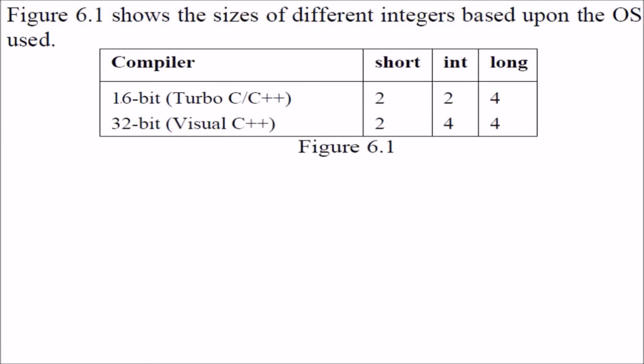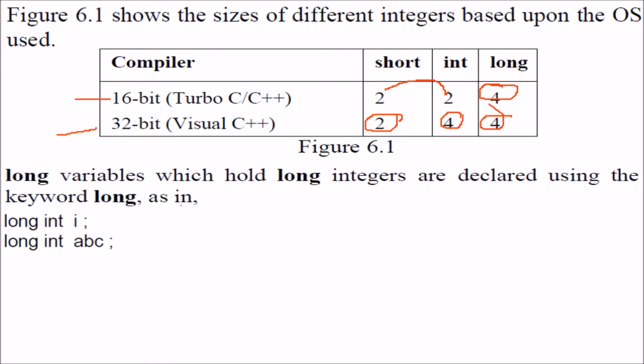So this is the summarization. If you are dealing with 16-bit compiler, the short will be 2 byte, integer will be 2 byte, but the long will be 4 byte. If you are dealing with 32-bit compiler, short will be 2 byte, integer will be 4 byte, and long will be 4 byte. So how to declare them? Just put a long in front of that int i. Int i you have been doing a lot up till now.